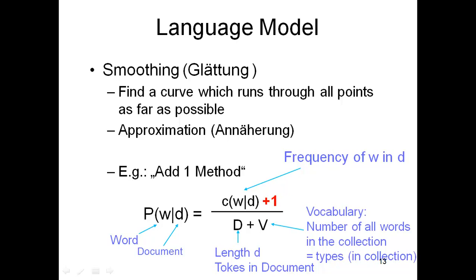For example, a very simple way to do that is to find a curve that runs through all the data points that we have measured and observed in our Zipf distribution, and we can use the add-one method that says if the word doesn't appear, I assume it appears once. So I don't take the probability of a word in a document as simply the count c(w, d), but the count plus 1.